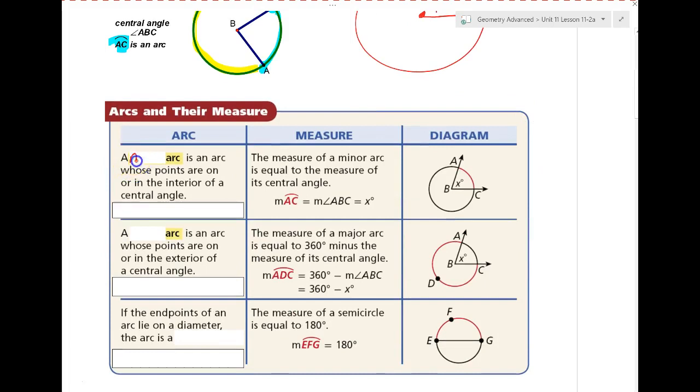We have what's called a minor arc. Now this is the complicated definition that I'm going to give you, Gregerson's shortcut one, okay? It says an arc whose points are on or in the interior of a central angle. Okay, here's the easy measure. Are you ready for the best one? Its measure is less than 180 degrees. It's an arc whose measure is less than 180.